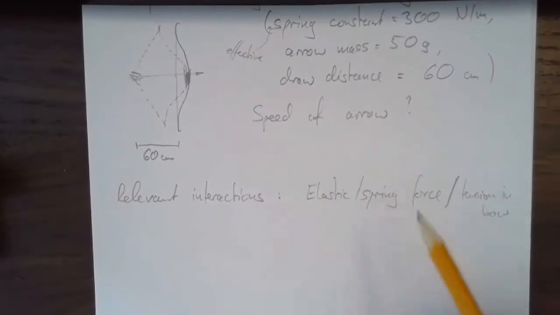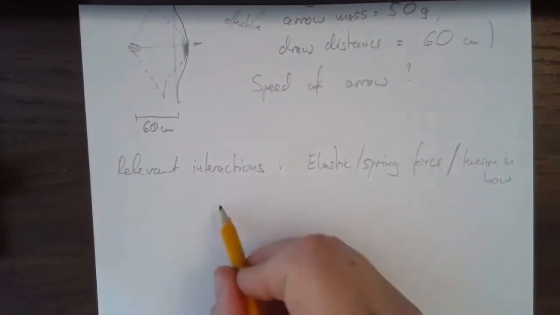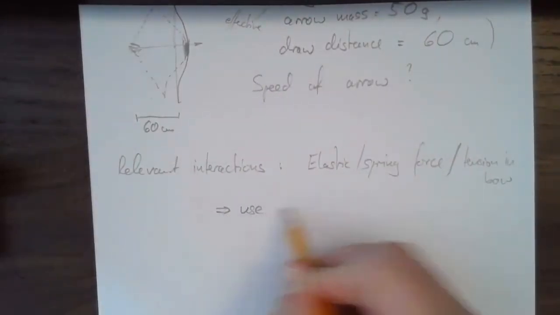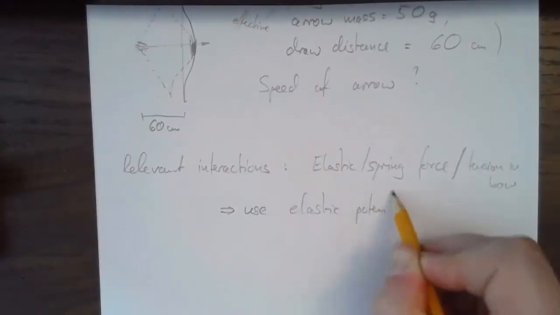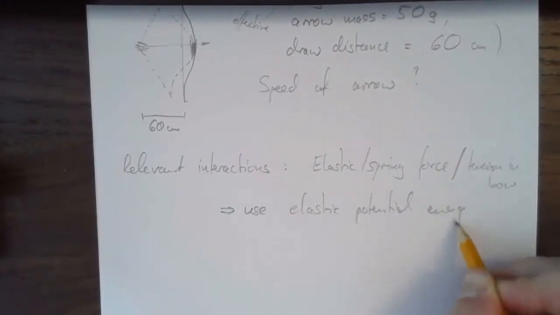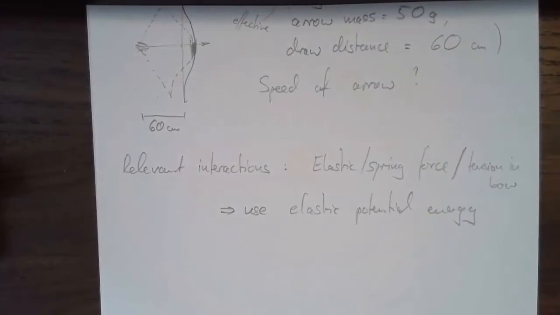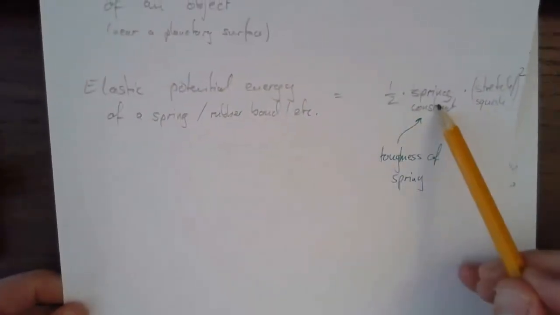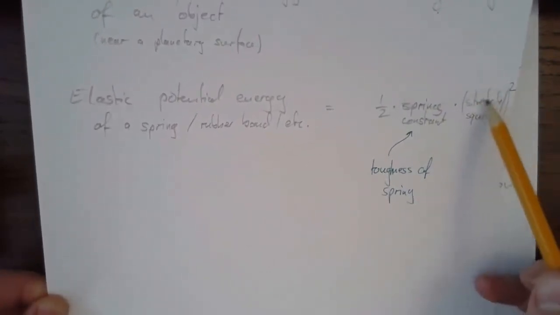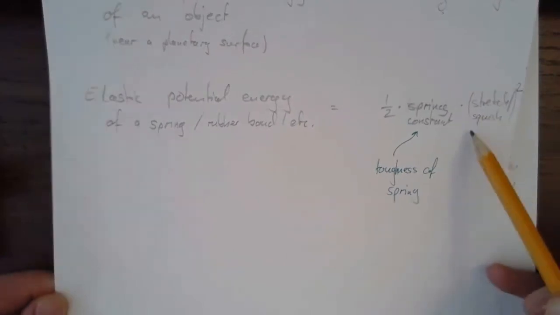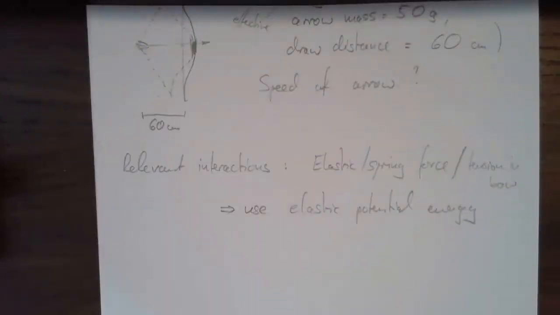Right, and with an elastic force, we can associate a potential energy. So we're going to use elastic potential energy. And if you look back to early in the lecture, I gave you the expression. We didn't justify it, we're just working with it right now. It's 1/2 times the spring constant, the toughness of the spring, in our case 300 newtons per meter, times how much it is stretched or squished. Well, we can't squish a bow, but we can stretch it, and that distance squared.